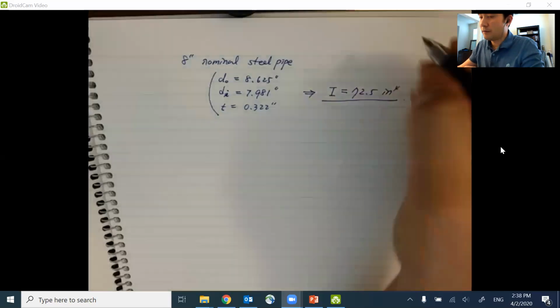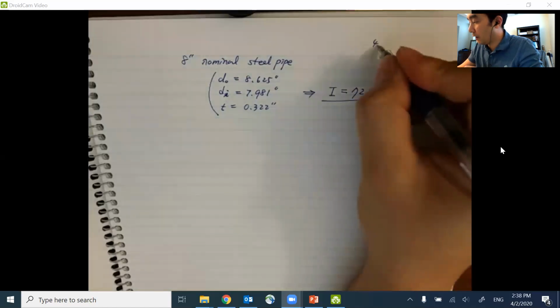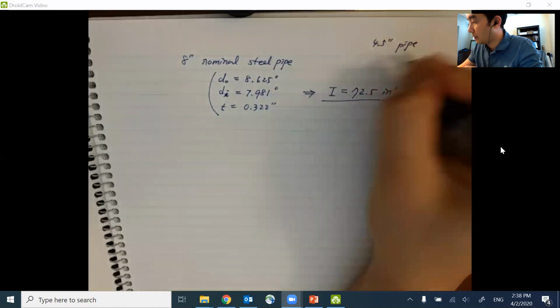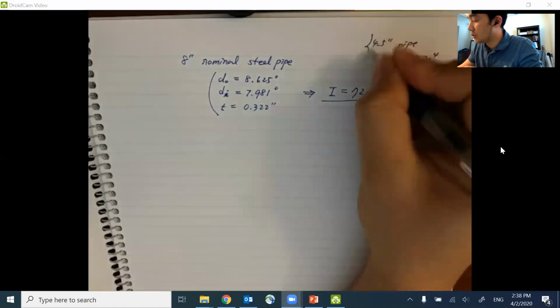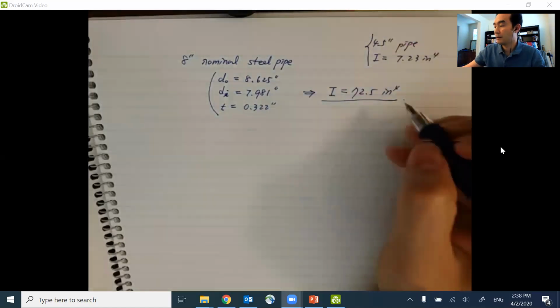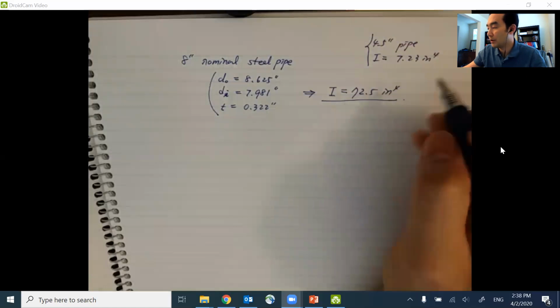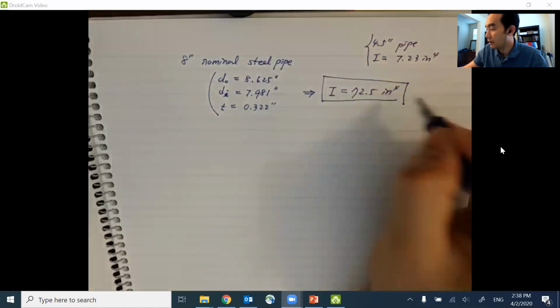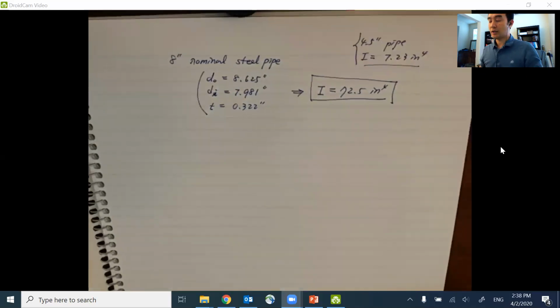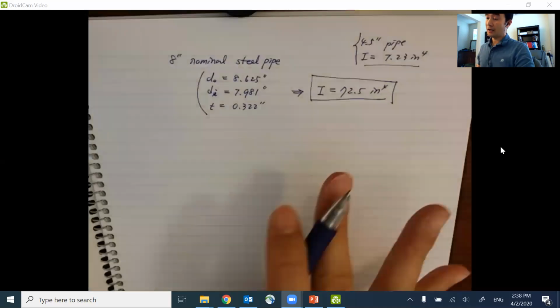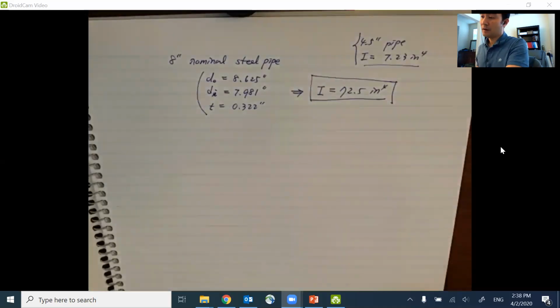For your information, the earlier 4.5-inch pipe's moment of inertia was 7.23. So in terms of stiffness and rigidity against the bending moment, this one is way higher than the previous example. So it might be a good choice to reduce the stress from the static point of view. Okay, so let's see how it goes.